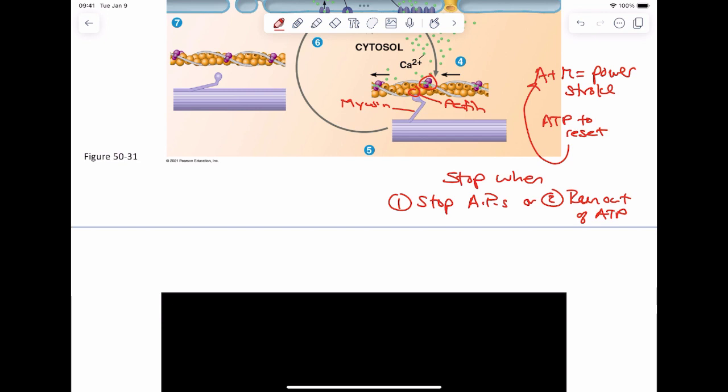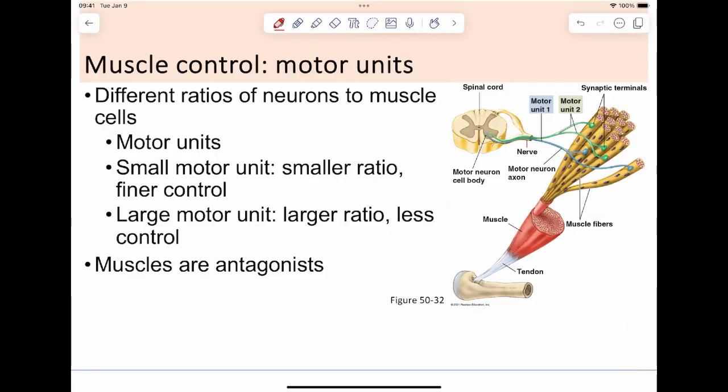Your lab this week is going to be playing with this. It turns out that your control over your muscles depends on the nerves or the neurons and how many muscle cells each neuron touches. So there's a ratio that exists. So we look at the ratio of neurons to muscle cells. We refer to that ratio as a motor unit. So motor unit would be motor neuron to muscle cells.